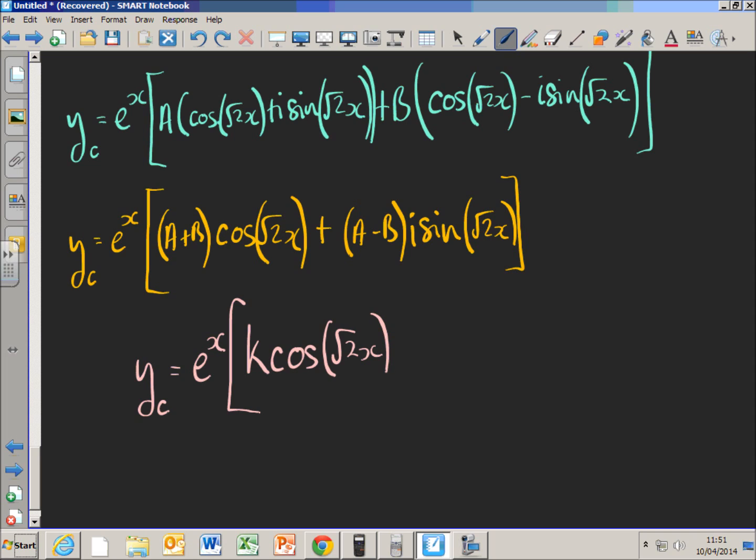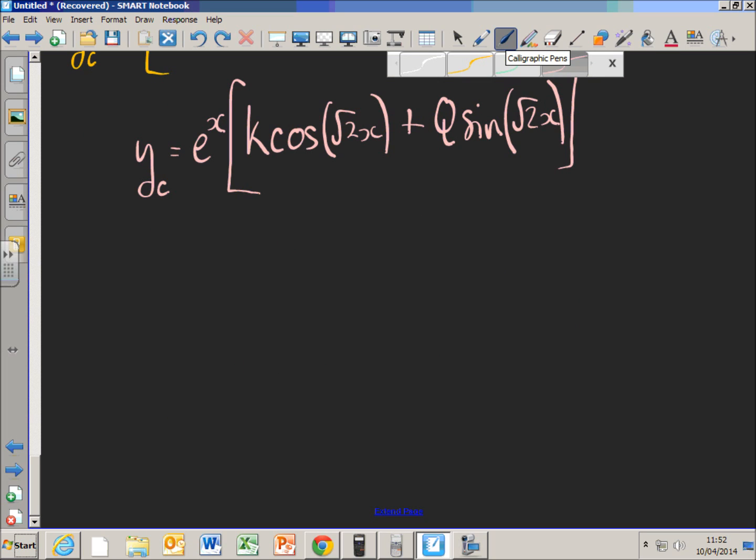And what about a minus b i? That's still just a constant, right? So what should we call it? Q? Sine. Now, obviously, K and Q, you don't need, you can just call K and Q A and B or whatever you want. But that's what we get. We get e to the x, K cos root 2x plus Q sine root 2x. So that there is the complementary function.